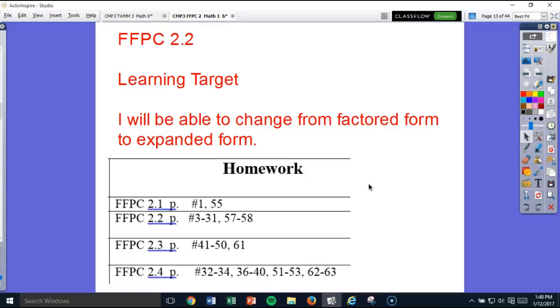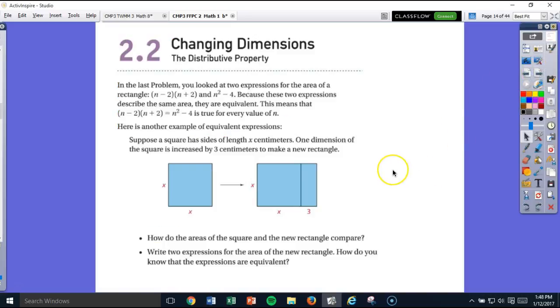Our learning target today is that we want to be able to change from factored form to expanded form. So we look down here, our ACES questions for 2.2 are 3 through 31 and 57 through 58. Now if you open your textbook to page 28, we can follow along here.